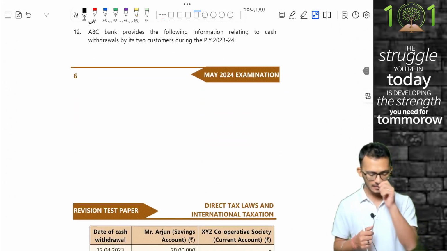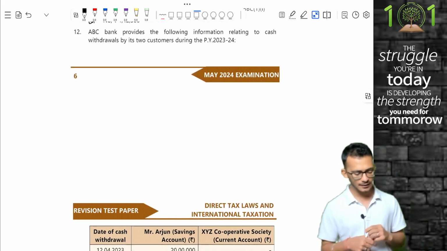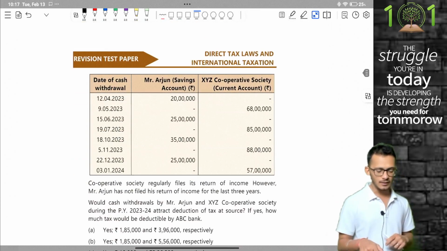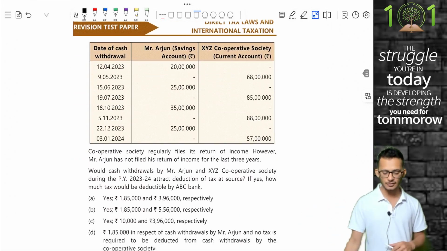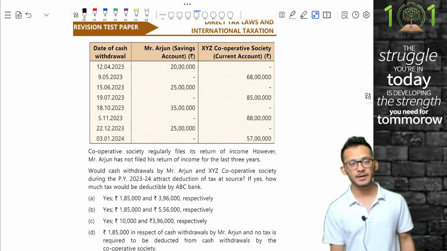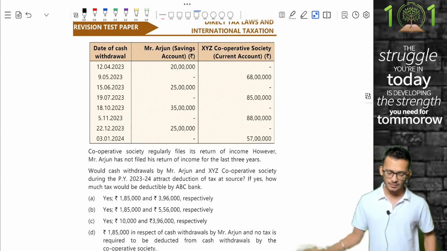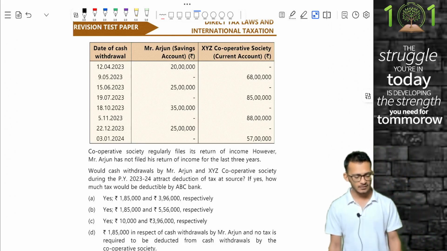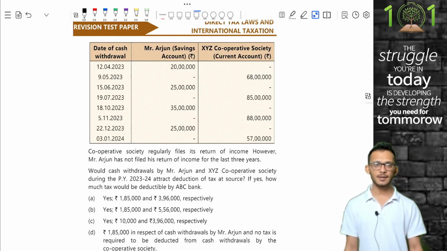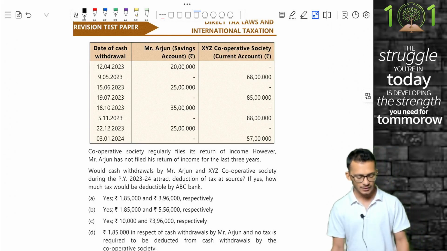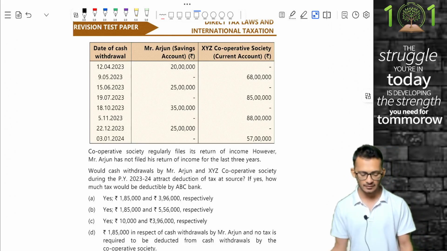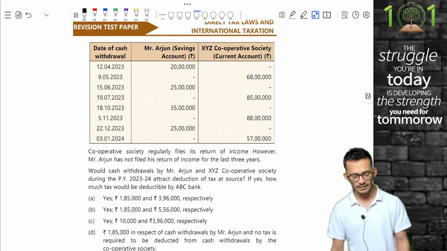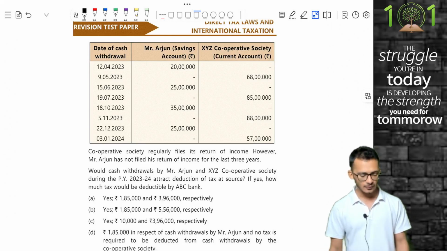It says ABC Bank is providing you the following information relating to cash withdrawals by 2 of its customers. So ABC Bank has 2 customers. One is Mr. Arjun, one is Mr. XYZ Cooperative Society. Yes, the cash withdrawal dates are given to you. The cooperative society is regularly filing its return of incomes. However, Mr. Arjun has not been filing his return of incomes for the last 3 years. Would cash withdrawals by Mr. Arjun and XYZ Cooperative Society attract TCS or TDS? If yes, how much of the TDS will be done?